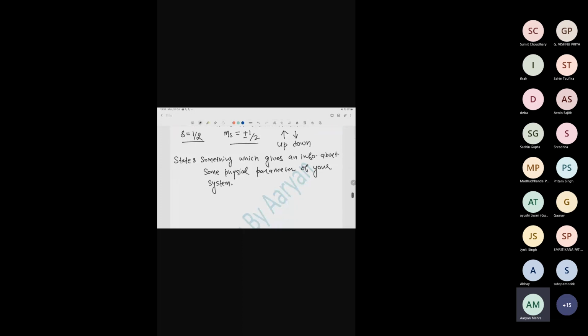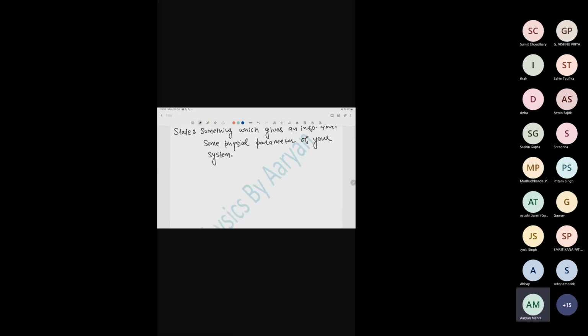So the state is something, always remember, please write this definition. What is state? Something which gives an information about some physical parameter of your system. So if I say that your electron is in state up, it means its angular momentum is pointing up. And if it is in state down, it means it is pointing down.